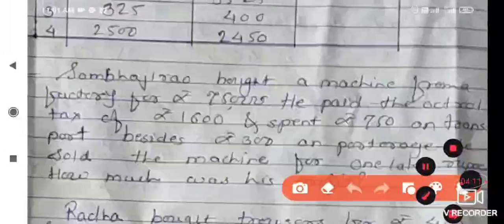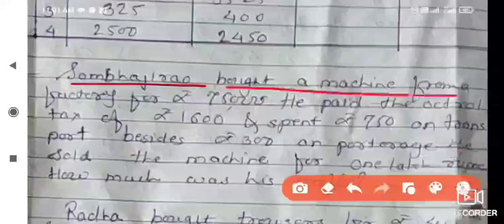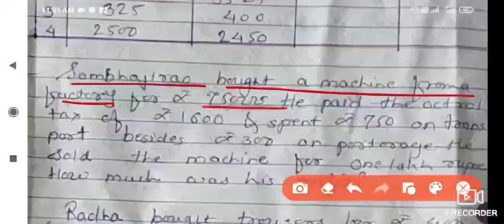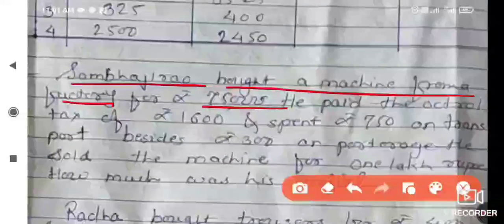Students who were absent from school, whenever I am teaching, it is a revision for them also. Now we will see the next example. It is a word problem. Sambhaji Rao bought a machine from a factory, and the cost price is 75,000.